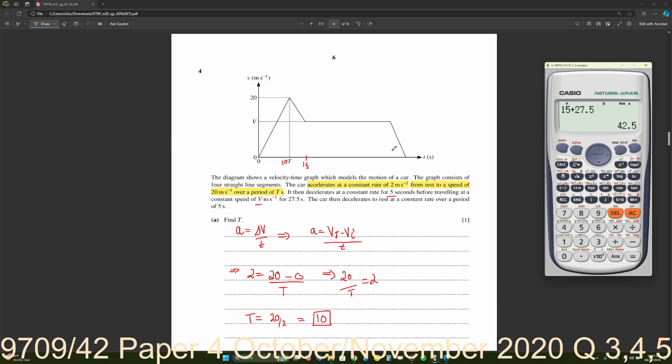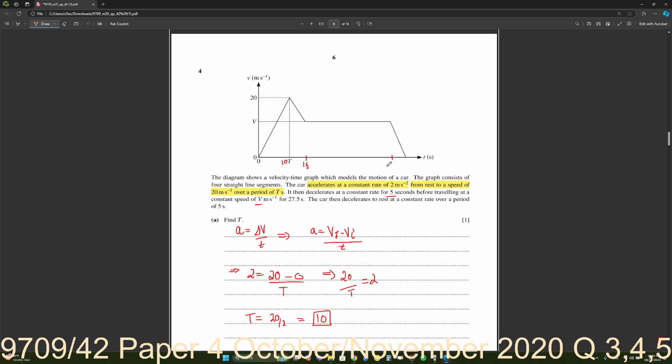So over here, it would reach, for 27.5 seconds, that means it would reach 42.5. And then over here, it said it decelerates to rest for 5 more seconds. So 42.5 plus 5 more seconds, 47.5. So basically now you have everything. You have all the times. We're trying to find our unknown v. So basically we should just find the distances.